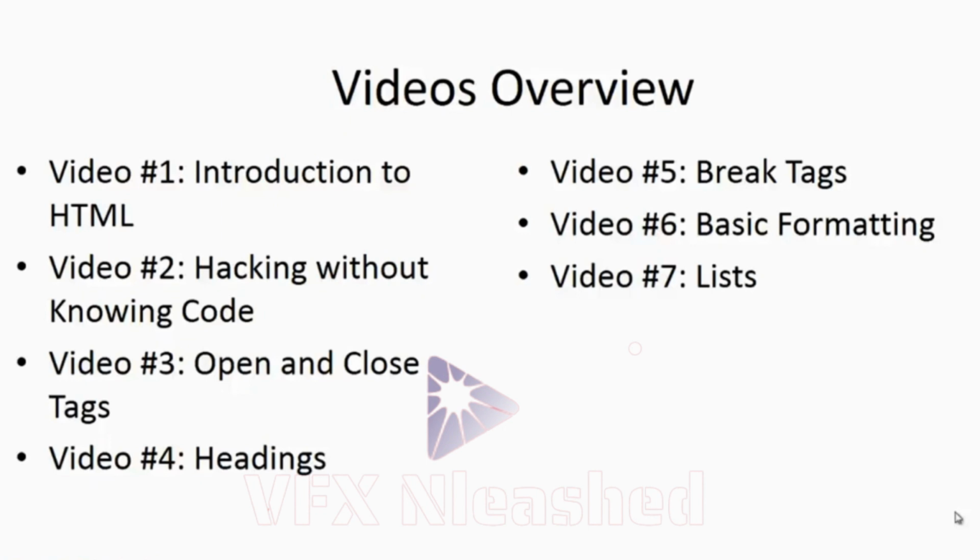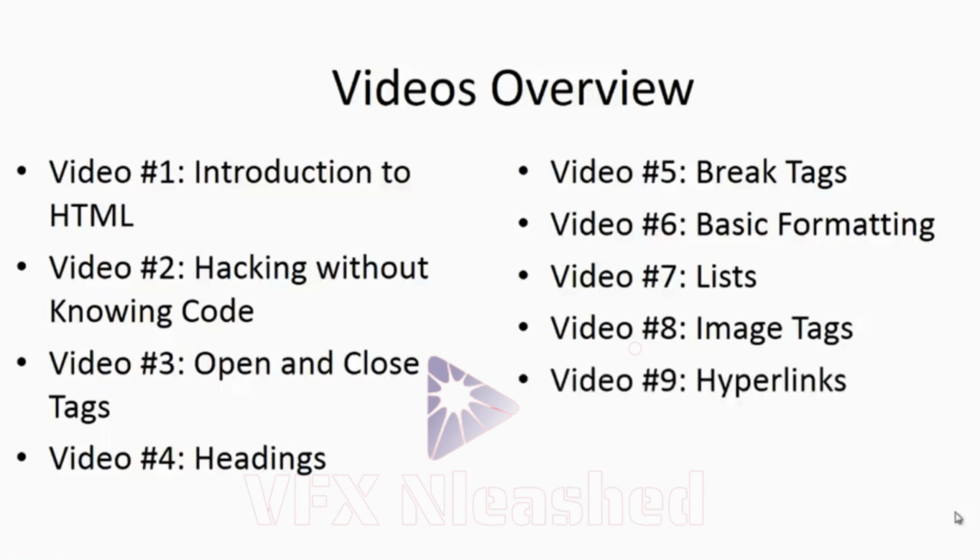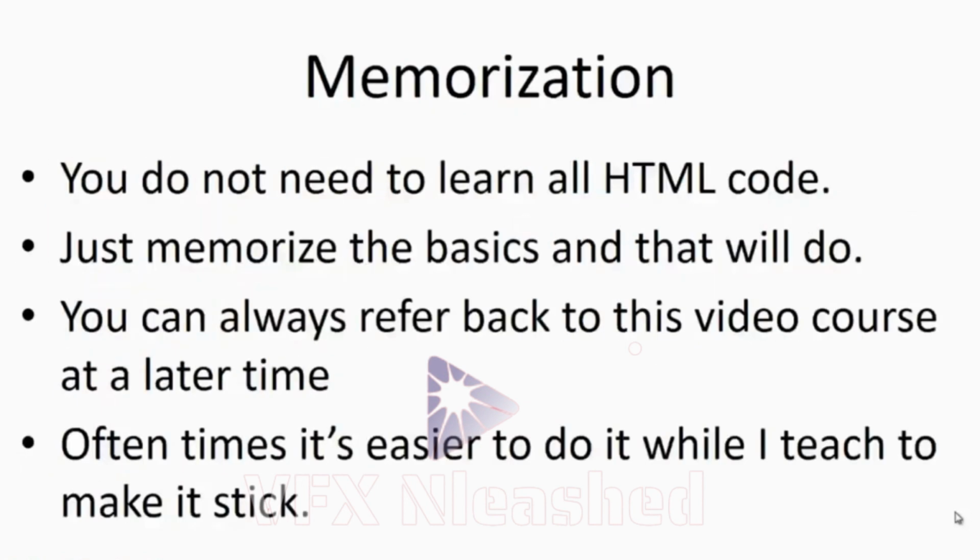In video number 7, we're going to talk about lists, unordered lists and ordered lists. How do you create these types of lists? Because this is something you're going to want to do. In video number 8, we're going to talk about image tags and how to make them SEO friendly, and of course in video number 9, we're going to talk about hyperlinks. Not just how to create a hyperlink, but how to make it so that when somebody clicks on it, it opens up in a new window. This is something you are going to face over and over again, and that's why we're focusing specifically on these tags.